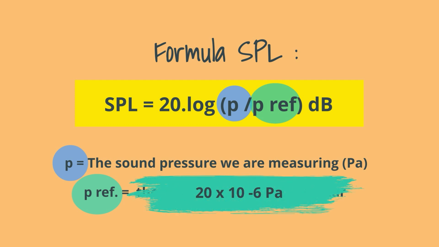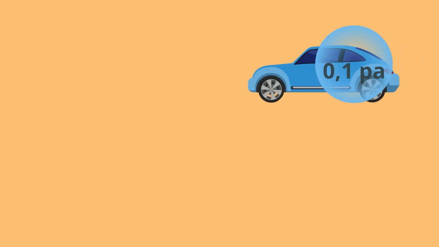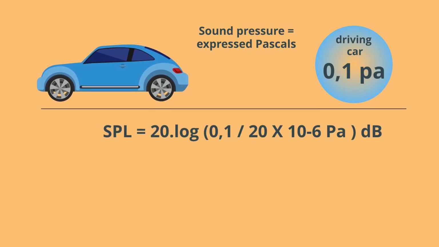Let's take an example. Imagine a car passing by. You would like to know how many decibels the car produces. In this example, we analyze the sound level of a passing car using the sound pressure level formula. The reference value is 20 micropascals, which corresponds to the threshold of human hearing.